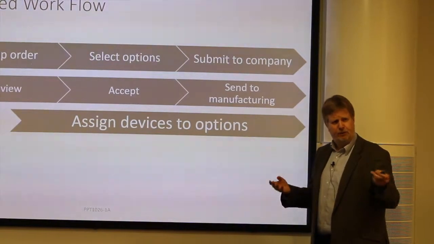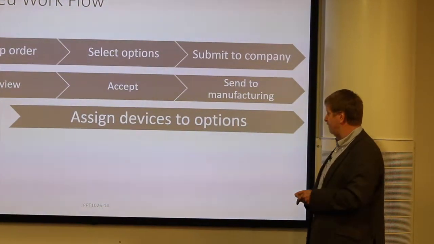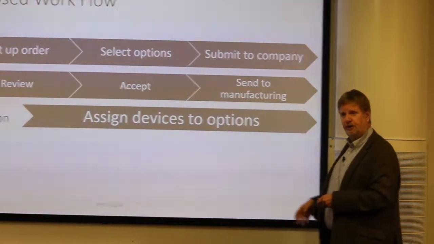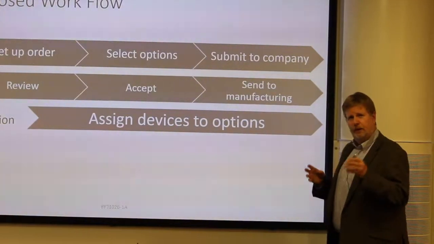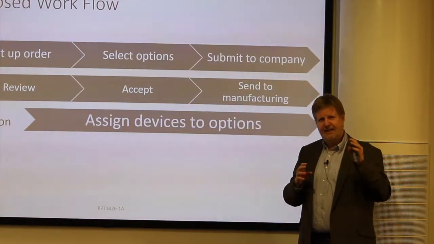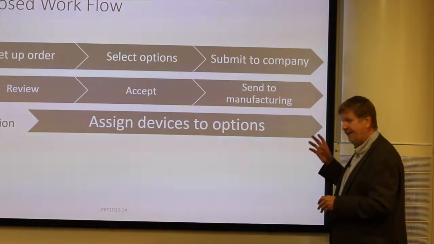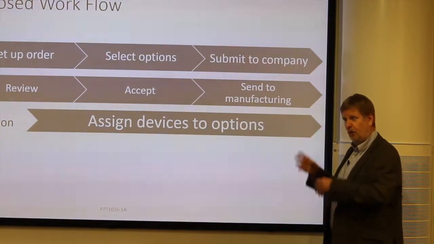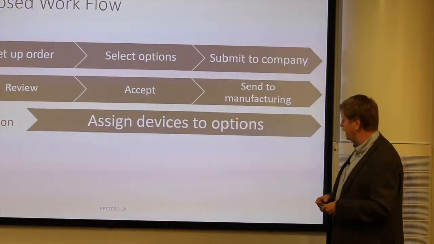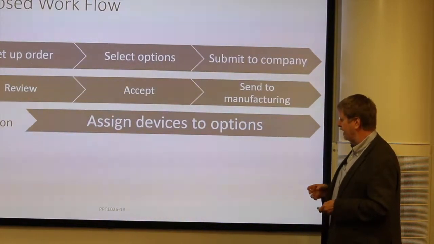Do we trust this guy? Do we want to sell to him? Have we got the stuff? And then we can ship the order to manufacturing, and then at some point we have to assign the devices from the options. So what the customer wanted, we need to provide some way of allowing him to get it.